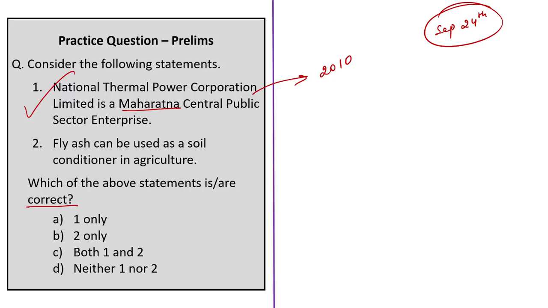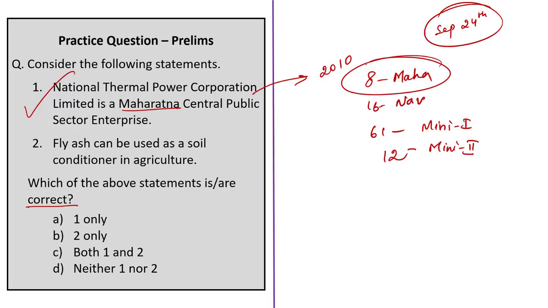Now also know that at present there are only 8 Maharatnas, 16 Navratnas and some 61 Miniratna category 1 CPSEs and 12 under Miniratna category 2 CPSEs. Now for the exam purposes, you may just note only the Maharatna CPSEs and the criteria for conferring of such status.